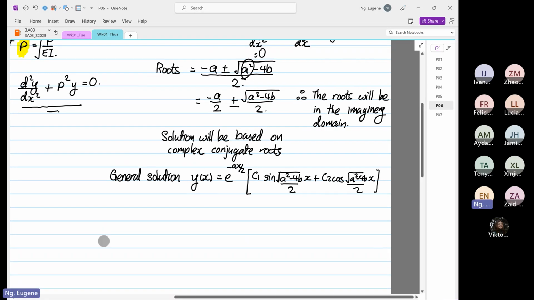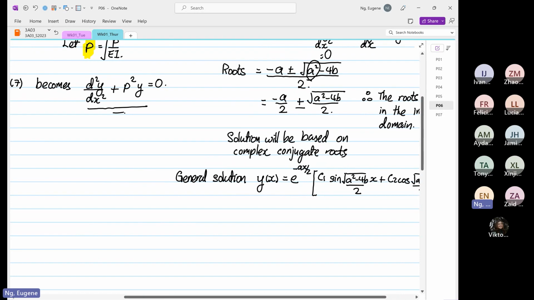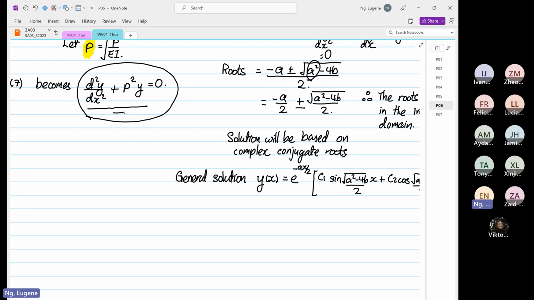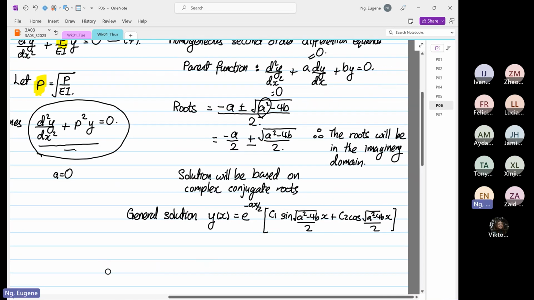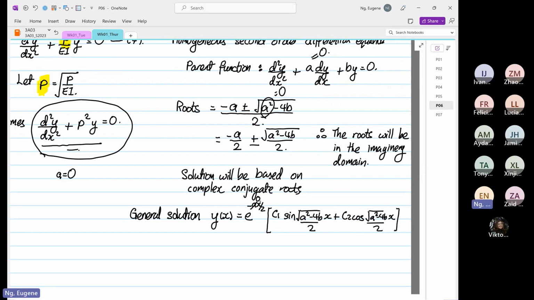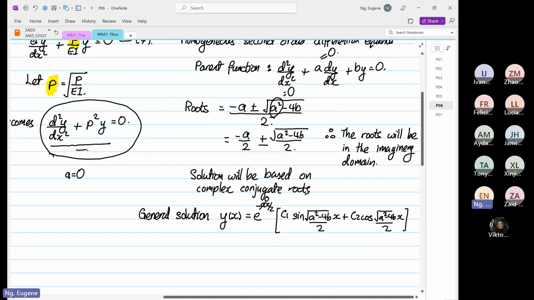So coming back to our equation, we know that's the general solution. If we look at this equation over here and relate it to our parent function, we know that A is equal to 0. So if A is equal to 0, this will be 0 multiplied by x, and e to the power 0 is equal to what? 1. Yes or no?